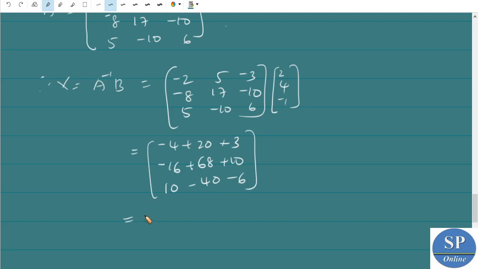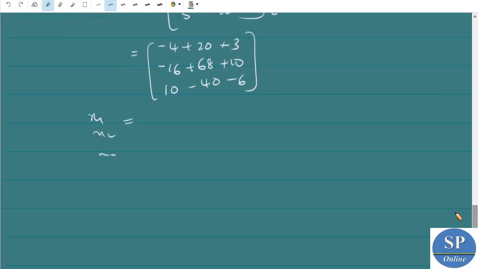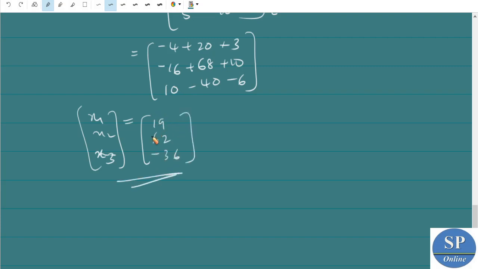So x is x1, x2, x3. This is nothing but 20 plus 3 minus 4, that is 19, and 68 plus 10 minus 16 is 62, and this is 10 minus 40 minus 6, which is minus 36. So this will be the solution: x1 equal to 19, x2 equal to 62, and x3 equal to minus 36. Okay, the only thing is to find the inverse.